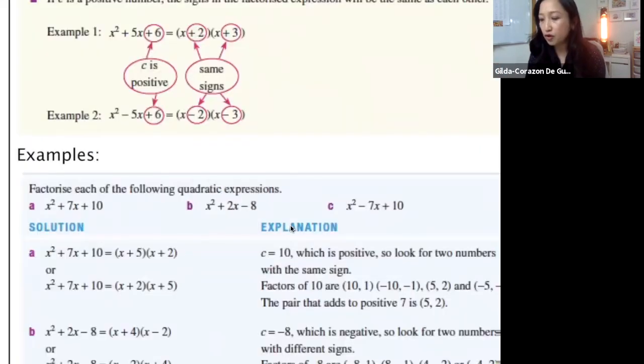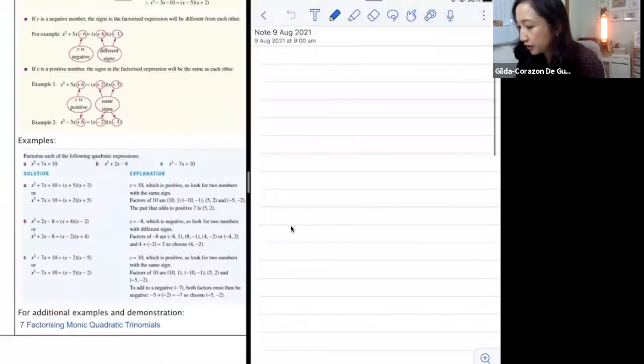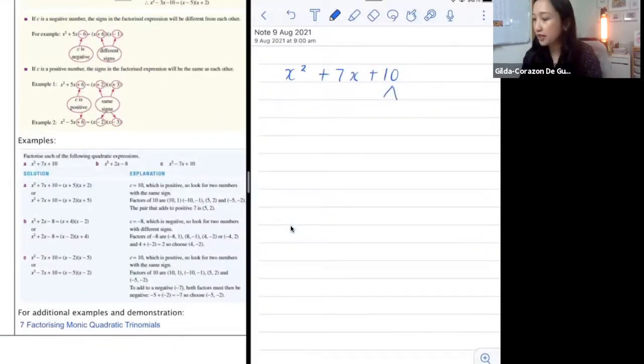So for example, we have this x squared plus 7x plus 10. We look at factors of 10 that when we add, we get 7. So what we want to do is find factors of 10 that when we add, we get 7. When you say factors, those are the numbers that when we multiply, we get 10.